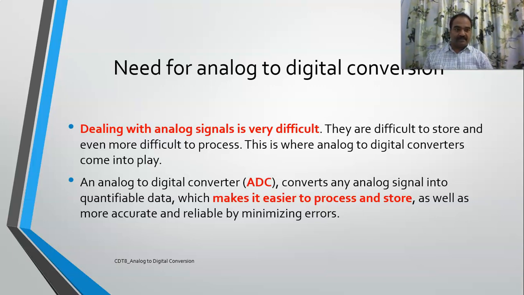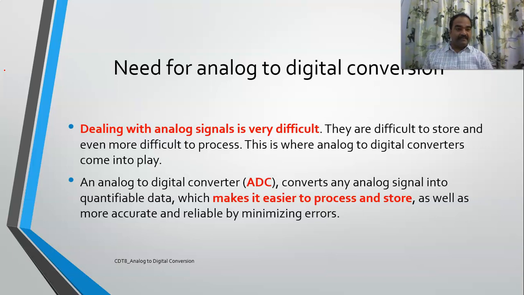As already said, analog data will be up to infinite. You are supposed to mention them from 0 to infinity. And it is very difficult for us to store and even very difficult for us to process this huge data which is extending from 0 to infinity in terms of representation. This is where the analog to digital converters come into the picture.